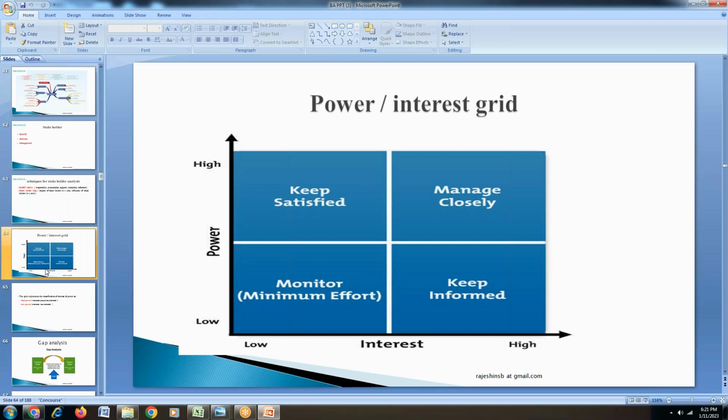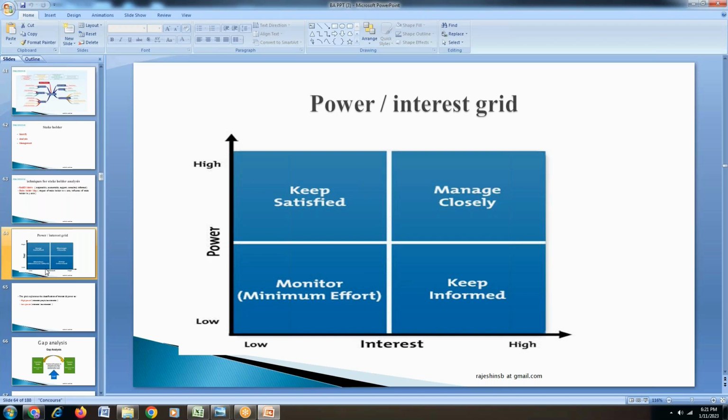Now, when you talk about the power and interest grid, it will be categorized and differentiated based on four categories. Please make a note. Power and interest grid, please write it down. A few points, not all the points. The power and interest grid will be categorized into four points. This all comes under stakeholder identification. Please remember.